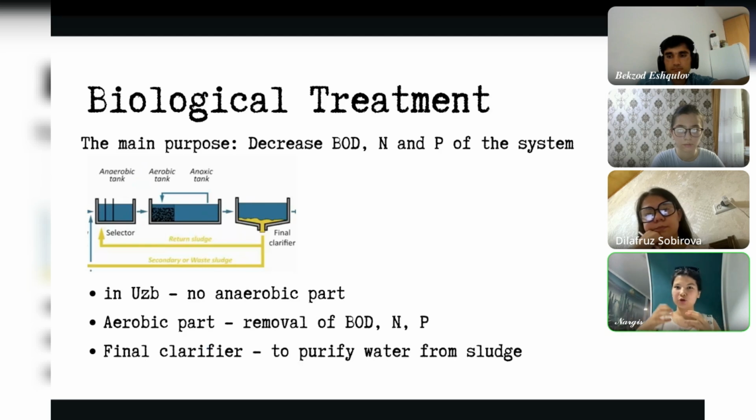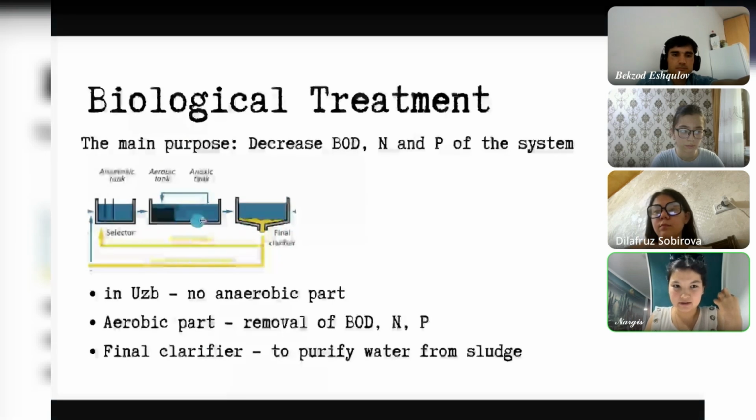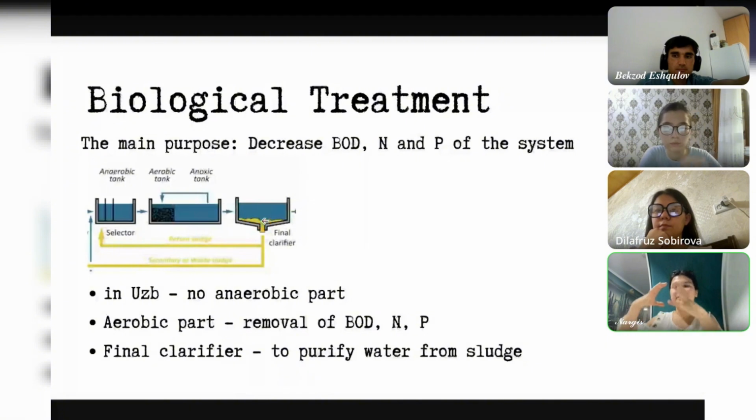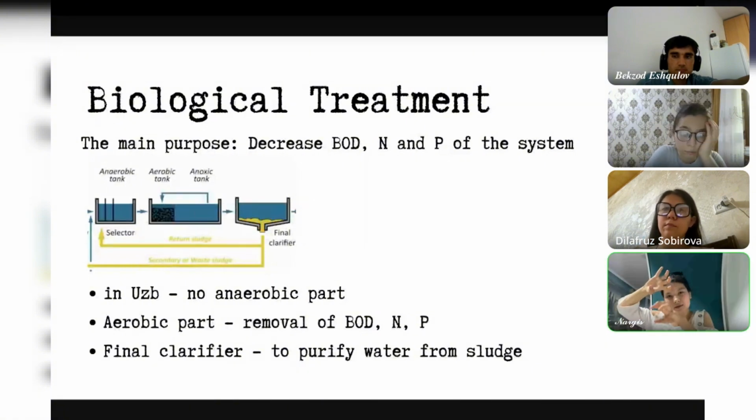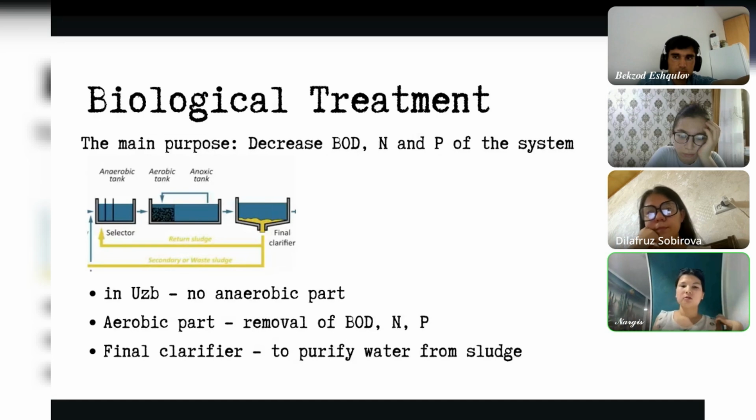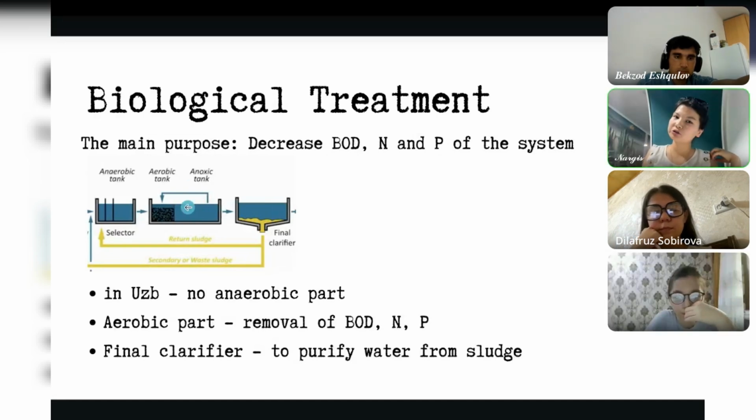And in order to get the water separated from the bacteria, you need the final clarifier here. So everything, bacteria plus water, is treated, and then the treated water goes to the final clarifier, and the final clarifier separates the clean water from bacteria, sends the bacteria back to the aerobic tank, and the water will travel further.